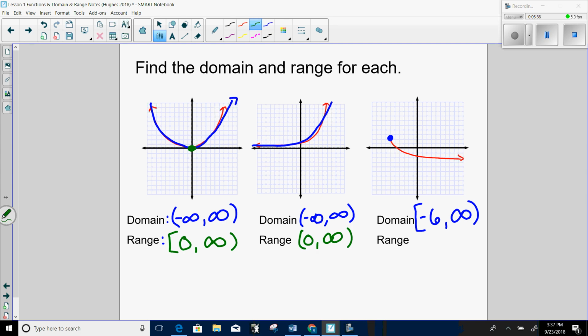And then we do the same thing for the range. The range, start at the bottom, work to the top. Does the graph ever exist way down here at the bottom? Well, if you look, this graph is continually coming down and to the right. So yes, it will eventually get down to negative infinity, and it will go all the way up to positive 2. It includes positive 2, and it's a parenthesis on negative infinity. And that's how we're going to write domain and range.